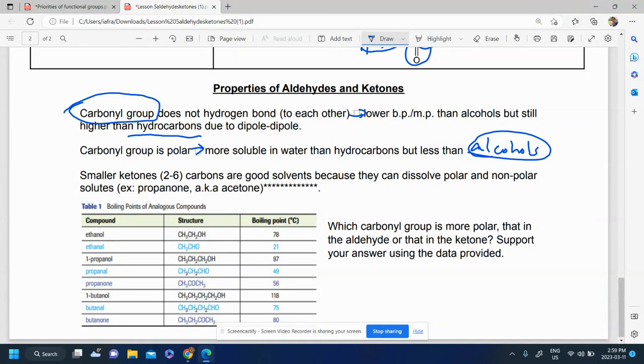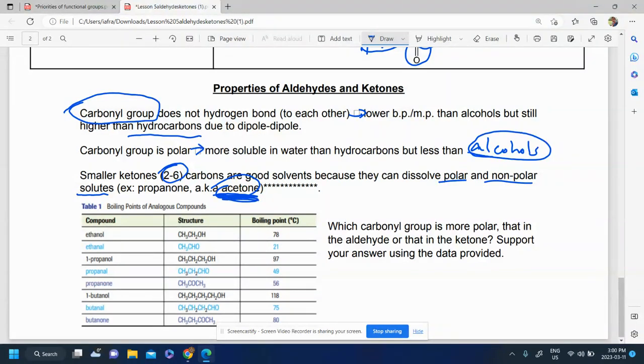In general, small ketones are pretty good solvents. When I say small ketones, 2 to 6 carbons large, because they can dissolve both polar and nonpolar solutes. And the reason for that is because they contain both polar and nonpolar parts. So they can dissolve some water, they can dissolve some other nonpolar substances. So for that reason, we have things like, for example, acetone being a very good solvent in labs. It's very versatile in terms of what it can dissolve.